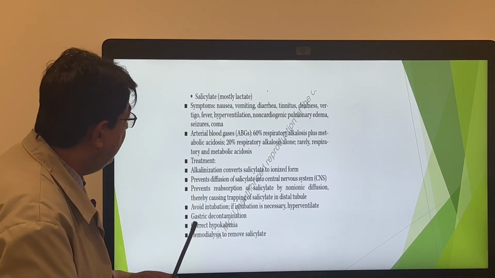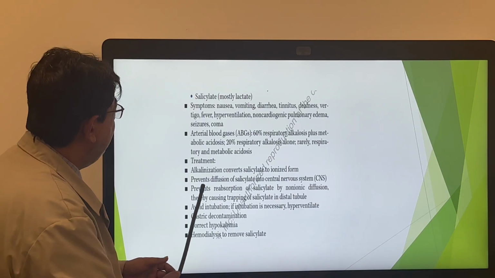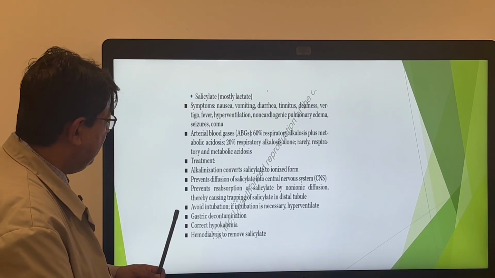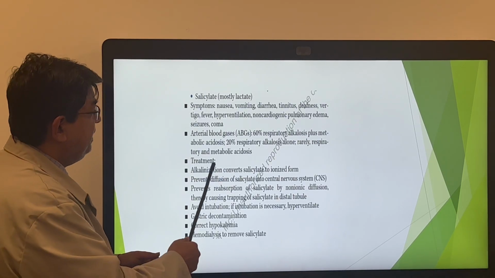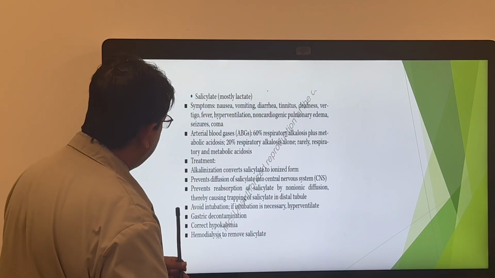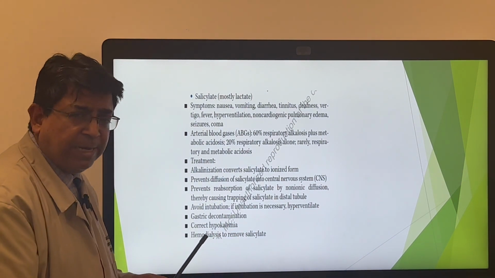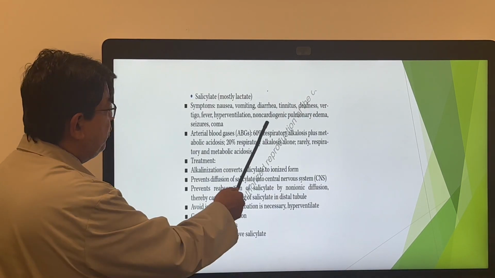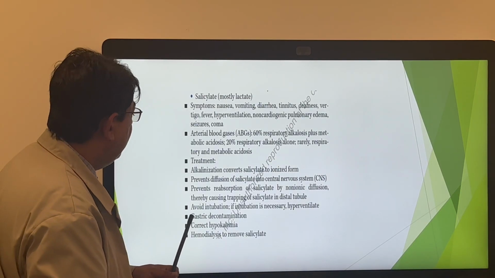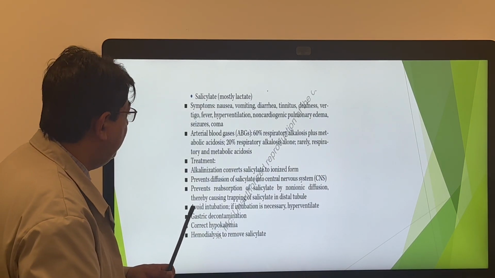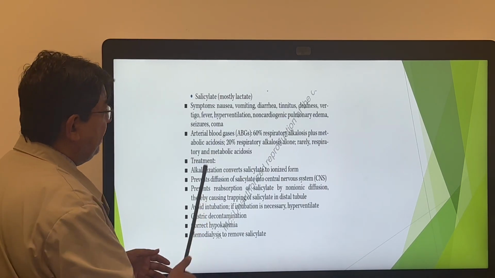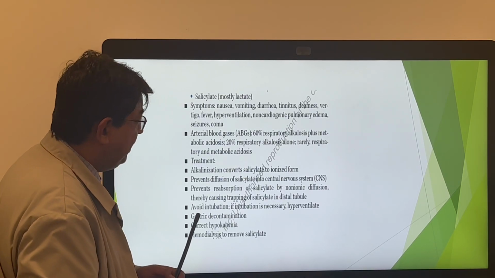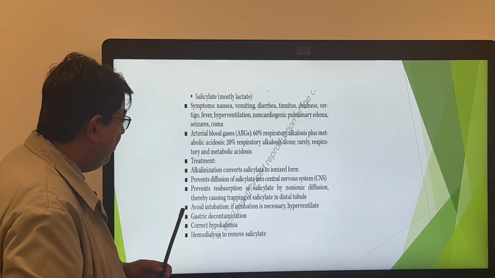Salicylates are important to remember. Basically, the salicylates usually will be associated with respiratory alkalosis plus metabolic acidosis. Rarely you'll see respiratory alkalosis alone or respiratory and metabolic acidosis, but those are not likely to be tested. They want you to remember the classic finding of respiratory alkalosis plus metabolic acidosis. Symptoms that are common with salicylate poisoning would be nausea, vomiting, diarrhea, tinnitus, deafness, vertigo, fever, hyperventilation, non-cardiogenic pulmonary edema, and even seizures and coma.